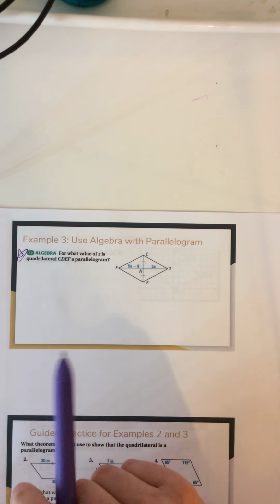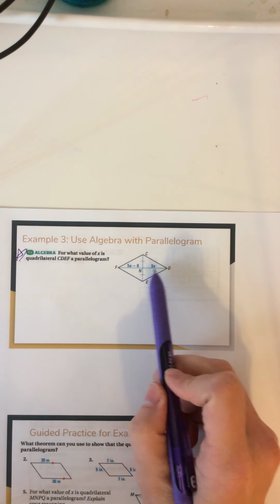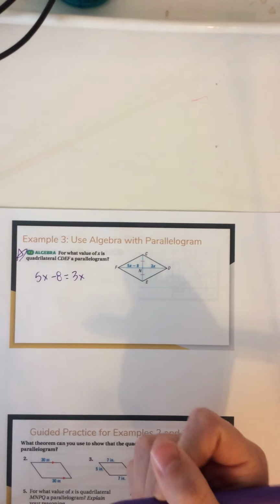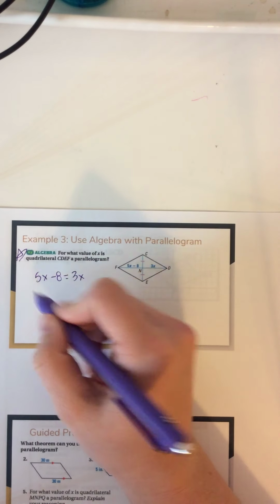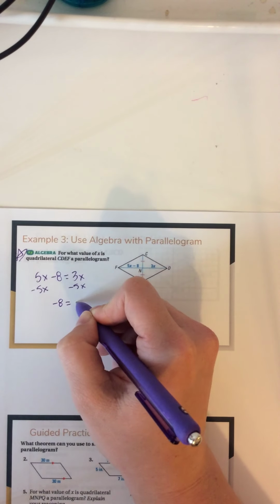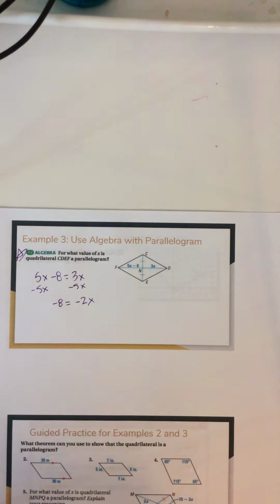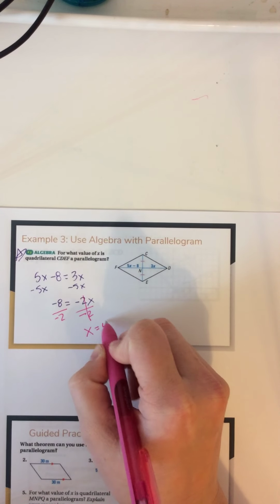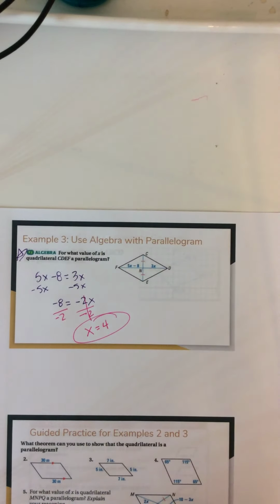So to figure out what value of x I need, I just got to set these guys equal to each other. I just got to say 5x minus 8 equals 3x and solve for x. So I could subtract the 5x to keep things balanced here to get negative 8 equals negative 2x. And then I could divide by negative 2 to get x alone, telling me that x has to equal 4 in order for CDEF to be a parallelogram.